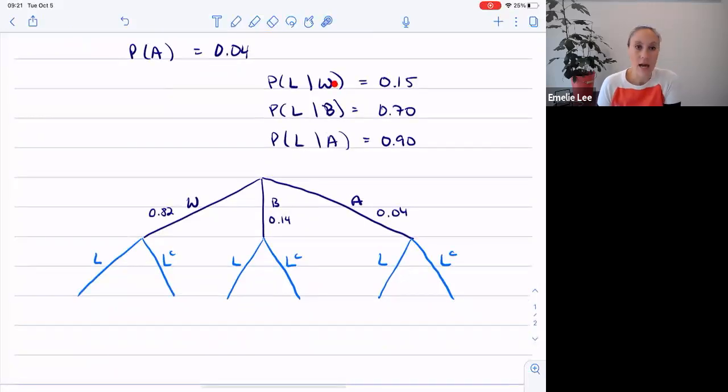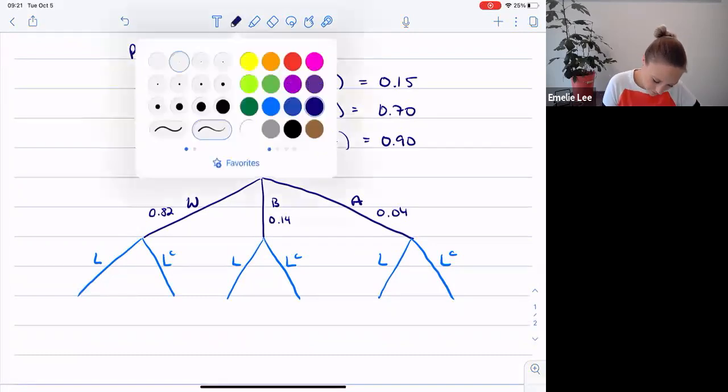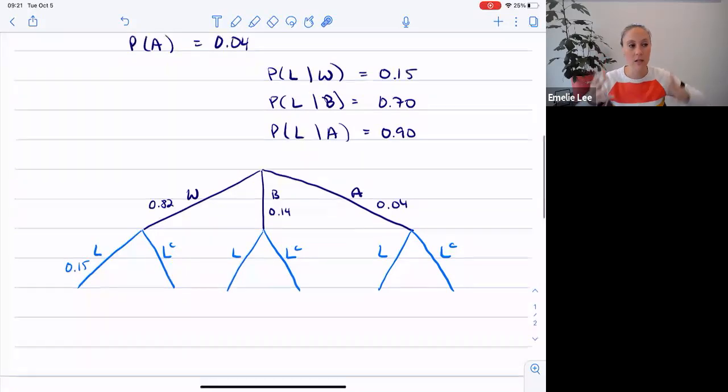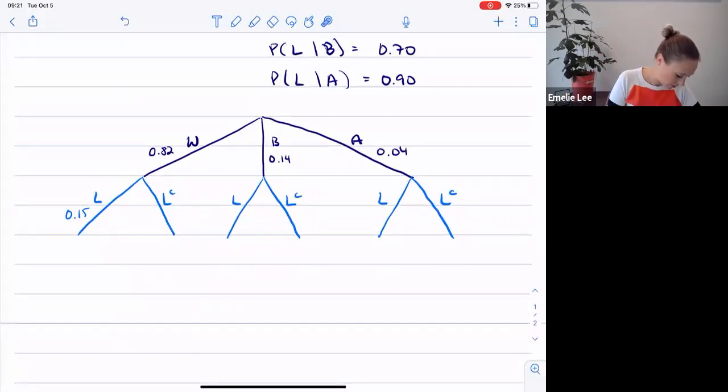Then, given that I have already traveled down this white branch, so I'm here at this crossroad, the probability of being lactose intolerant is 0.15. Which means this probability must be 1 minus 0.15. You're either lactose intolerant or you're not. And so 1 minus 0.15 is 0.85.